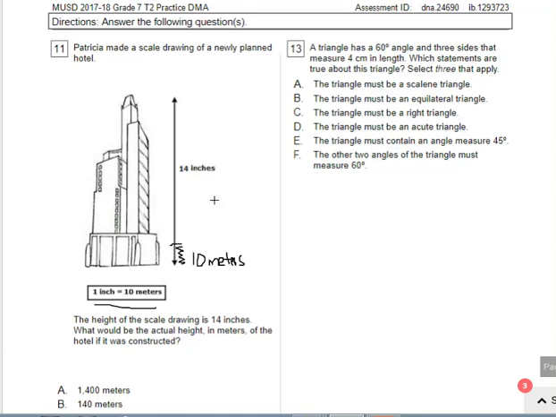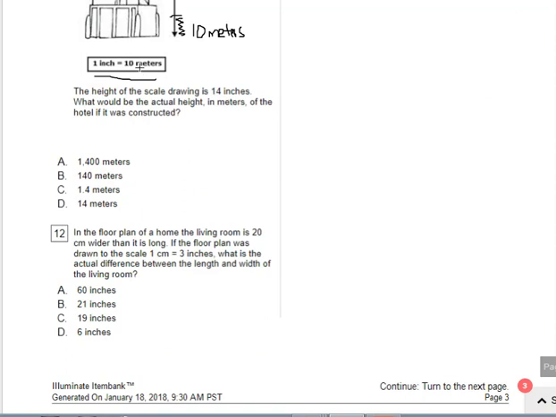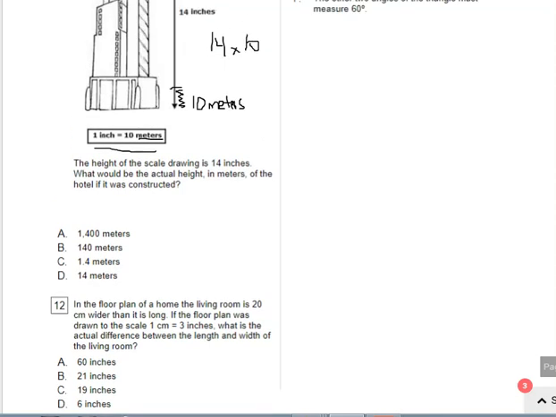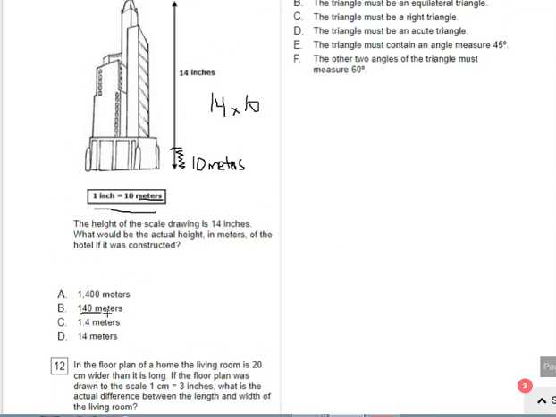Well, if you have 14 inches, that basically means 14 times 10. Very simple. I know we're not very familiar with meters, but let's just say this were miles. Well, it'd be 1 inch for every 10 miles. In that case, it's 140 meters or miles. So B is the correct answer.